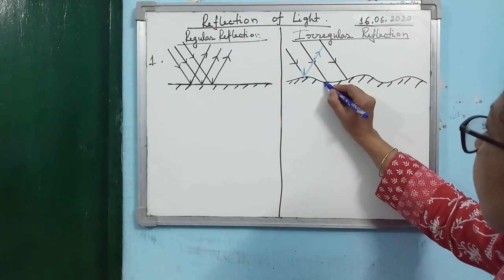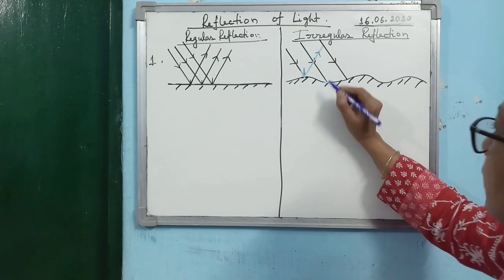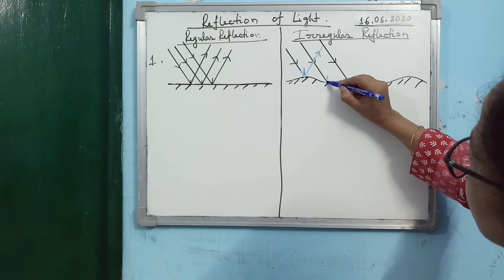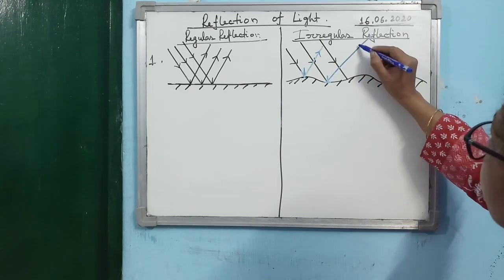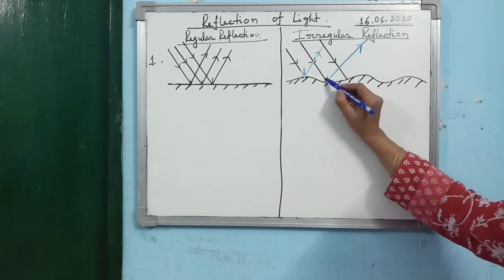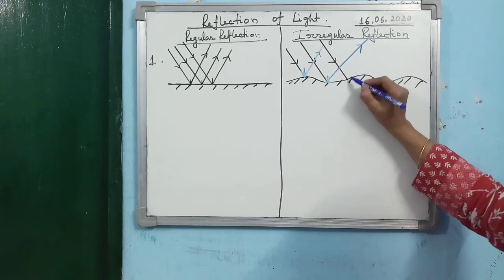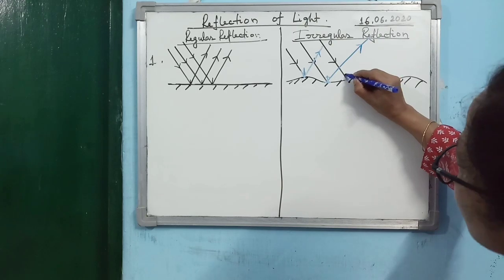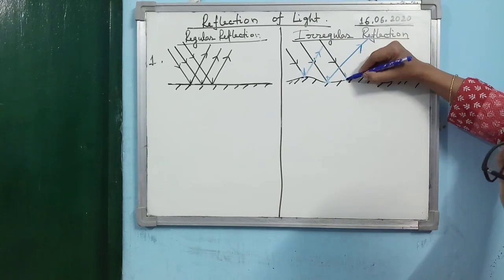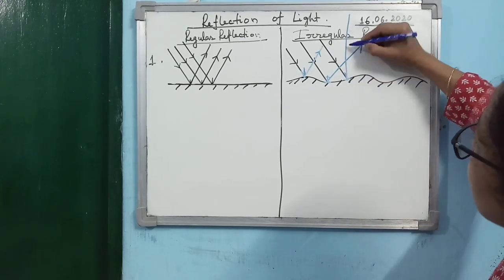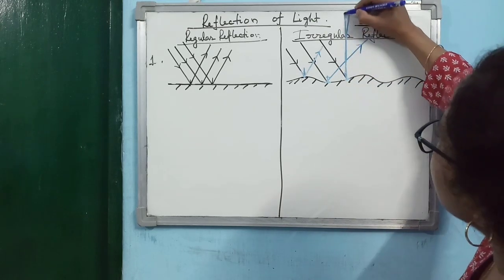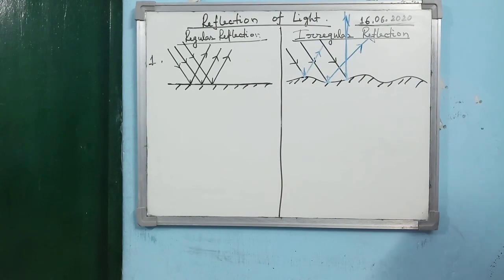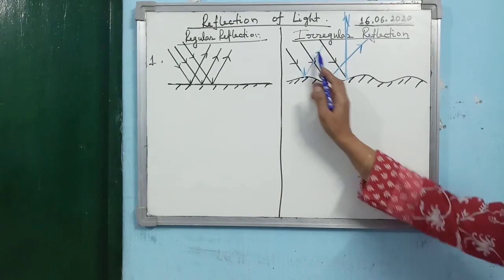Now come to this point. As I said, you take a small line and then draw a perpendicular to it. Now if I draw the reflected ray, the ray comes like this. These two angles are equal. Now come to this point. Again you take a small line, draw a perpendicular to it, and then draw the reflected ray, making the angle of incidence and angle of reflection equal. So look at the diagram now.